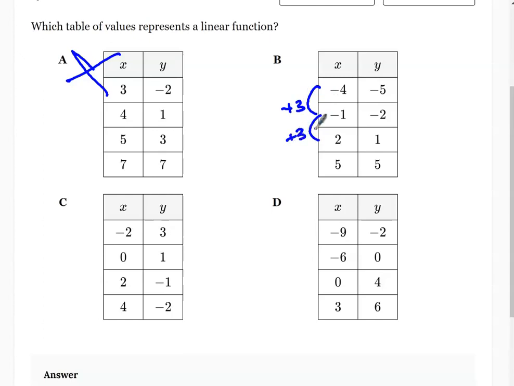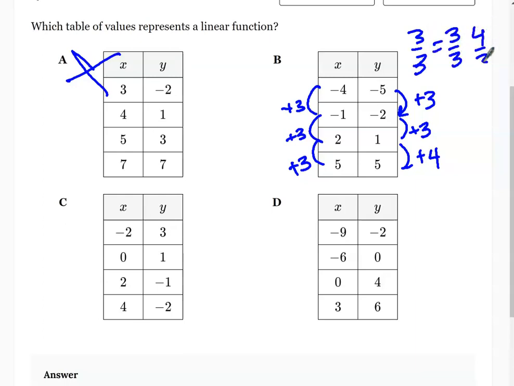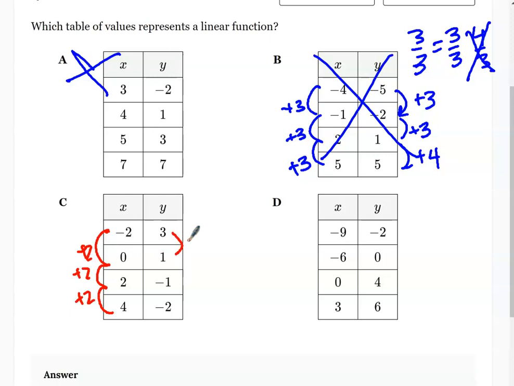+3, +3, +3. This is looking good. Over here is +3, +3, +4. So I already know that 3/3 is equal to 3/3, but 4/3 is not equal. So this one is not linear. Let's move to the next table. The change here is +2, +2, +2, -2, -2, -1. That's not linear.